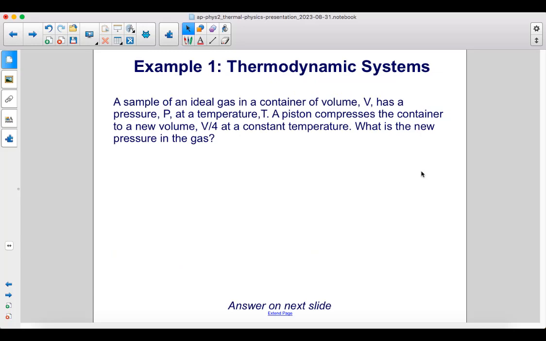A sample of an ideal gas in a container of volume V has a pressure P at a temperature T. A piston compresses the container to a new volume, V over 4, at a constant temperature. What is the new pressure in the gas?